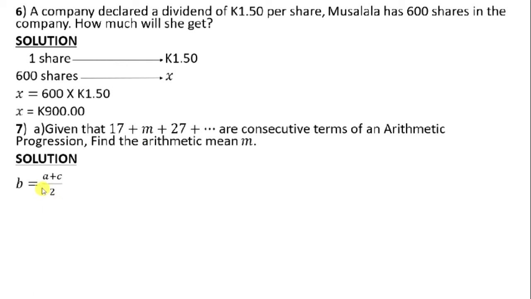Let's do that. So we are saying our b is equal to a plus c divided by 2. So where there's a, we'll substitute a 17. Where there's c, we'll substitute a 27, and then we'll divide by 2. So when we add 17 plus 27, we'll get 44. Divide that by 2, our m is equal to 22. Therefore, our arithmetic mean was 22. We continue.